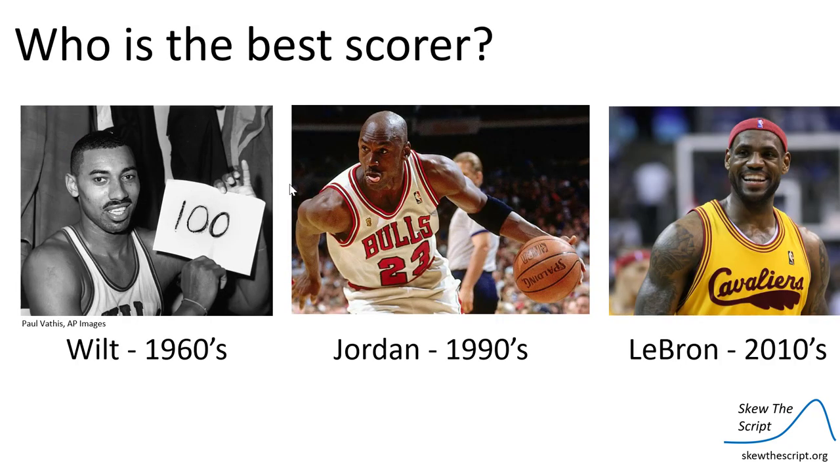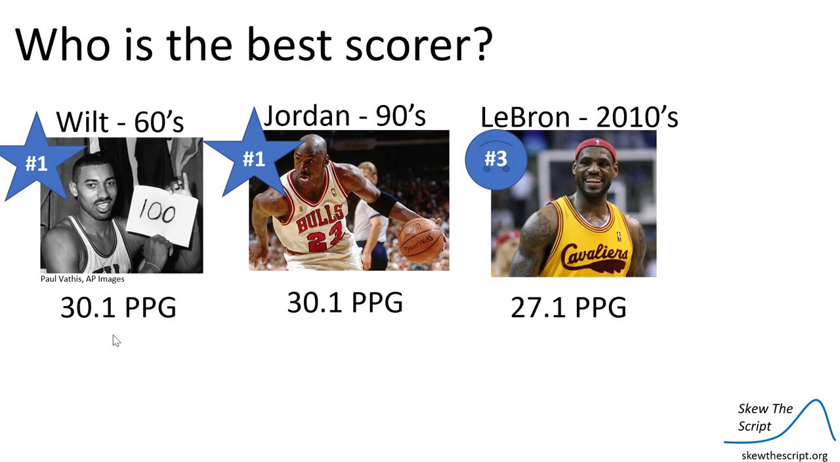So let's actually look at who had the best score. Now, when I look at this, I notice that this is 30 points per game, 30.1, 30.1, and 27.1. So if I were to look at all these guys, I would say, okay, well, Wilt and Jordan were the best because they had the most points per game, and then LeBron was like third place, right? He didn't have as many as the other two.